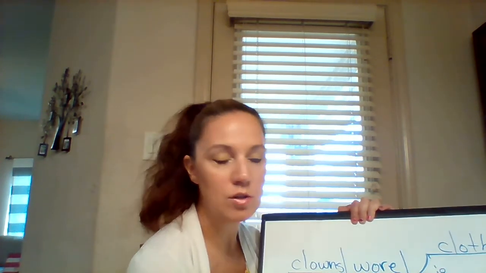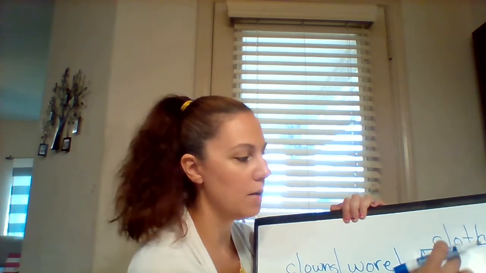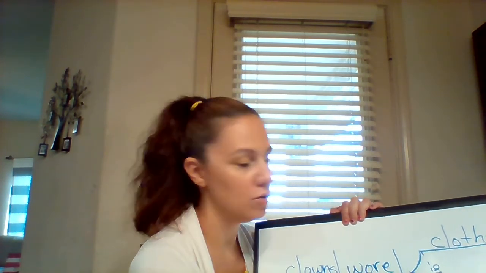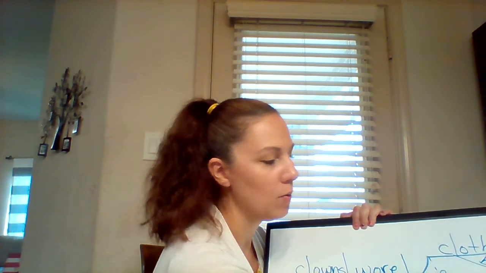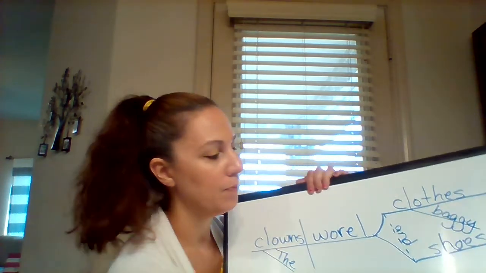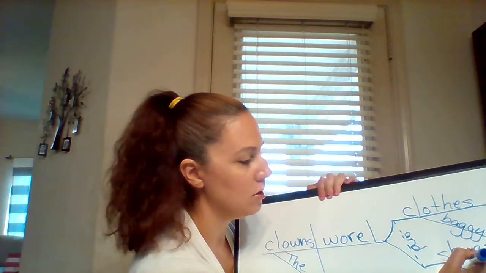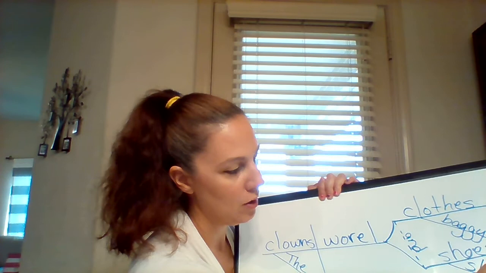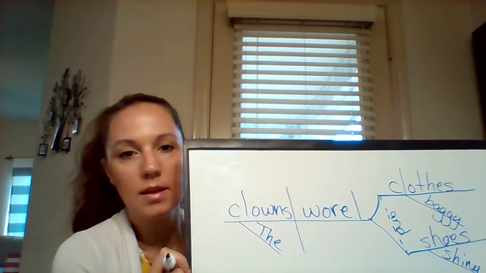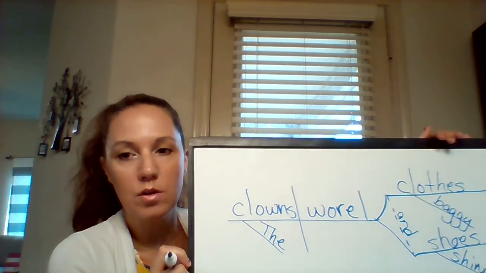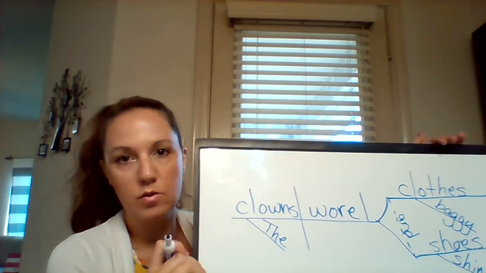My last two words are adjectives. They're describing the clothes, describing the shoes. So what kind of clothes? Baggy clothes, that goes underneath. Any describing words are going underneath. And shiny shoes, shiny goes below shoes. Okay? So it's the same kind of thing. You just split apart your two direct objects. That's the only difference. And then put your "and" between them alongside.